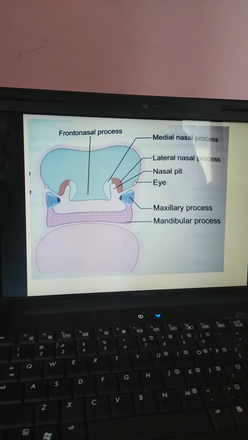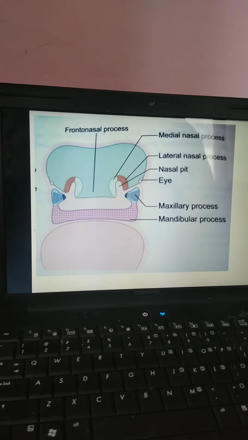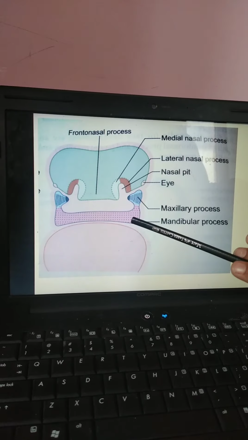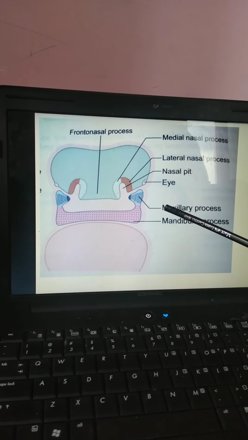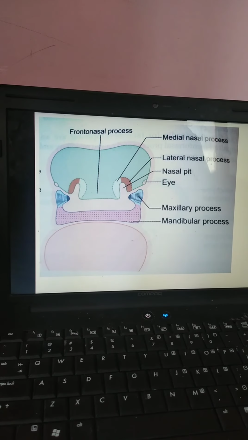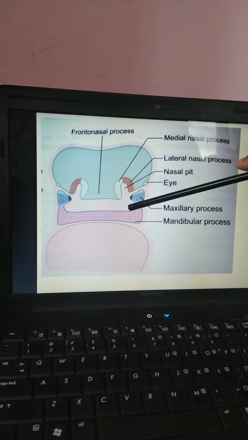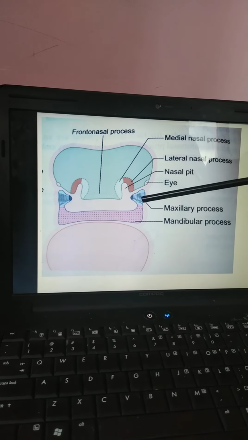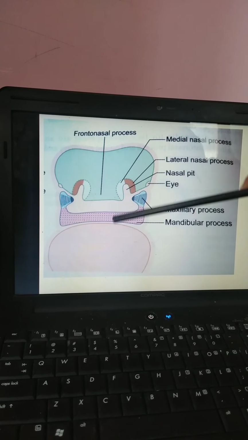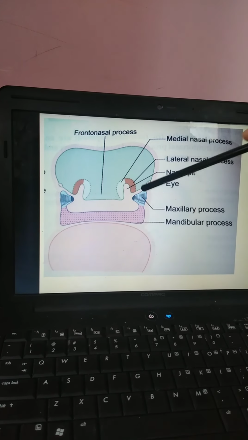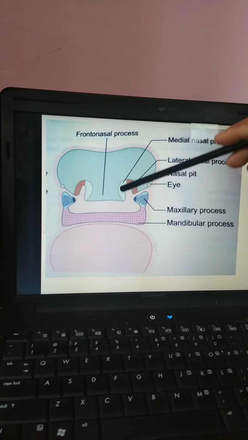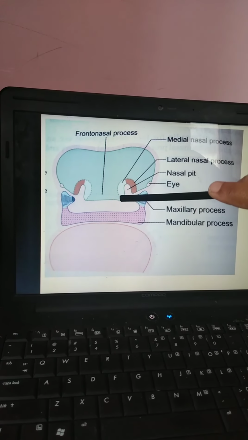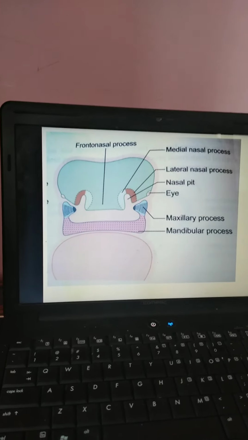Now we will see the development of the upper lip. The lower lip and lower jaw arise from the mandibular process. Now we have the maxillary process. The maxillary process also grows medially below the developing eye. They grow medially towards each other and join. First, they join with the lateral nasal process, that is the thickening of the nasal pit, and later on it joins with the medial nasal process.